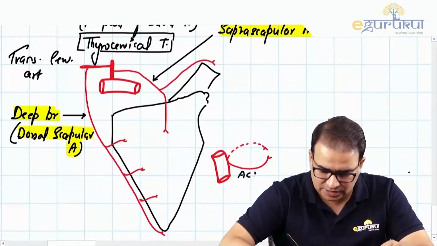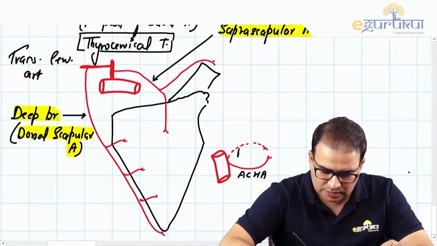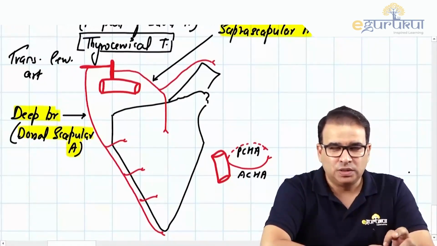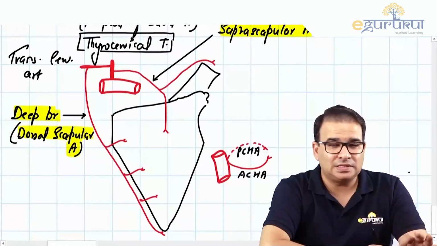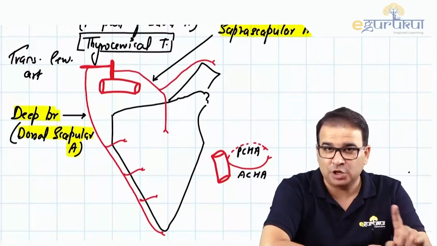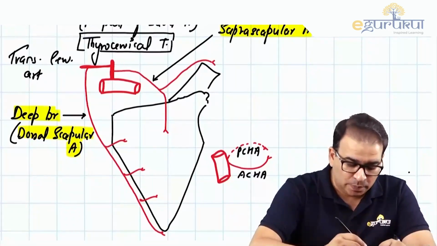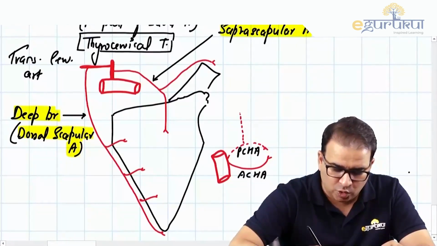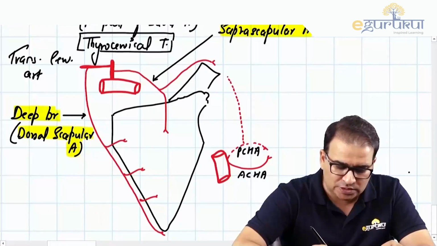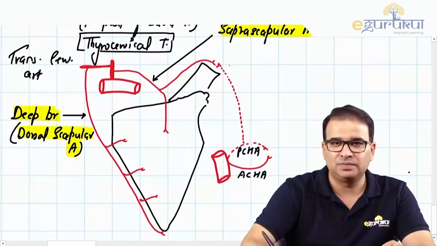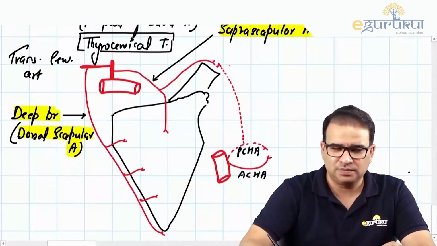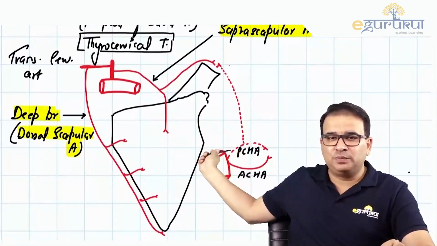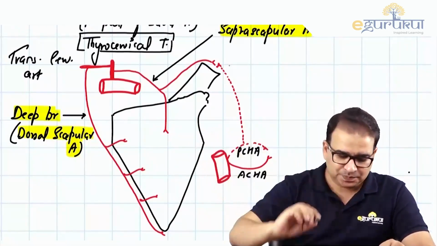This is ACHA and this is PCHA, posterior circumflex humeral artery. Now out of these two, the one which is participating in the anastomosis around the scapula is PCHA, not ACHA. Remember, it's PCHA. The posterior circumflex humeral artery will also give off a branch which will go above toward the acromion process and participate in the anastomosis here. This again is called an acromion branch. That is the acromion branch of the suprascapular, and this is an acromion branch of the posterior circumflex humeral artery.